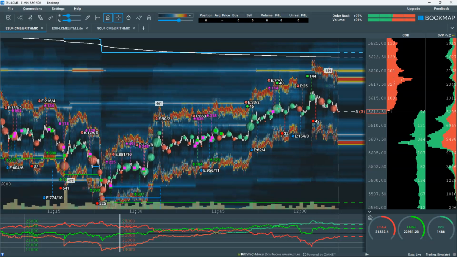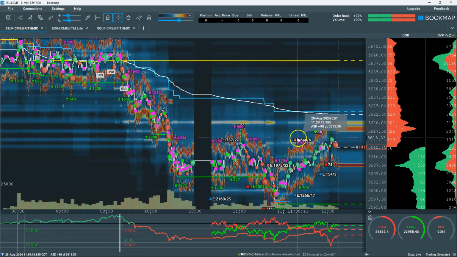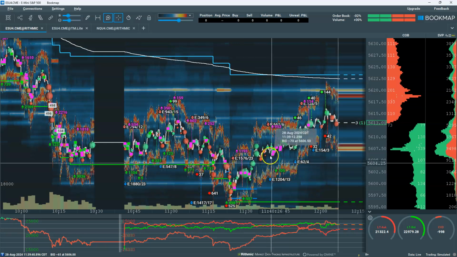I additionally trade on Bookmap as my final confirmation before I get into something.